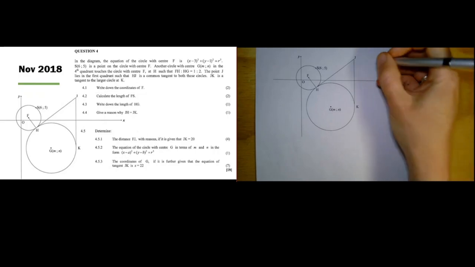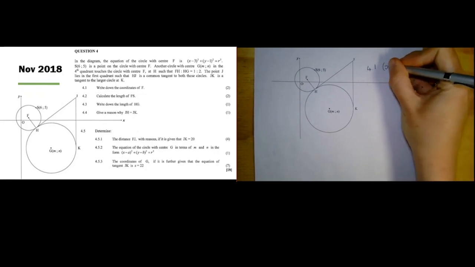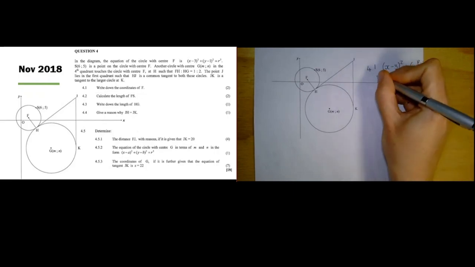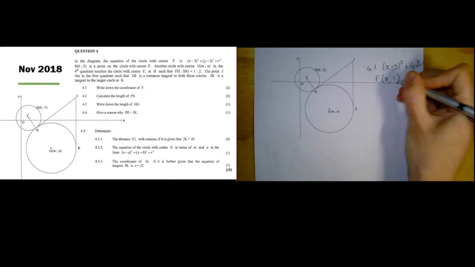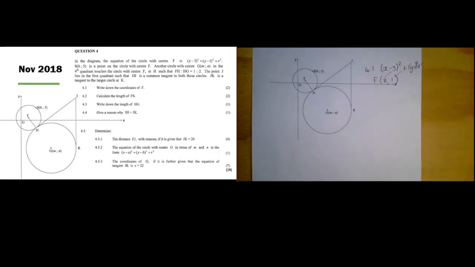First question, 4.1. Write down the coordinates of F. Why are they only asking me to write down the coordinates of F? Because remember they told you the equation is (x − 3) squared plus (y − 1) squared equals r squared. So you can immediately write down the coordinates of F. It will be (3, 1). And you'll see it's only 2 marks. Where do the 2 marks go? A mark for the 3 and a mark for the 1.